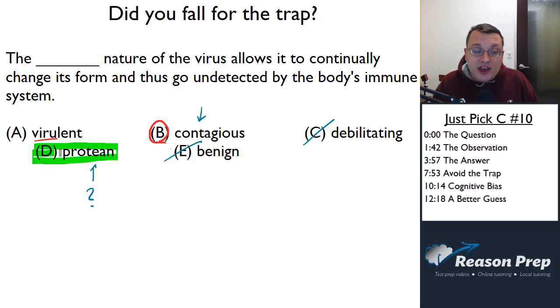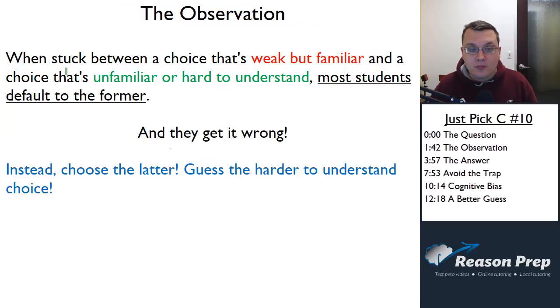Protean literally means able to change form. And that's exactly what we're looking for here, right? A word that describes something that can change form. That's protean. So once you have the definition, it's clear. But most people, if they're going to get this wrong, are going to pick B or maybe even A because those are more familiar and protean is less so.